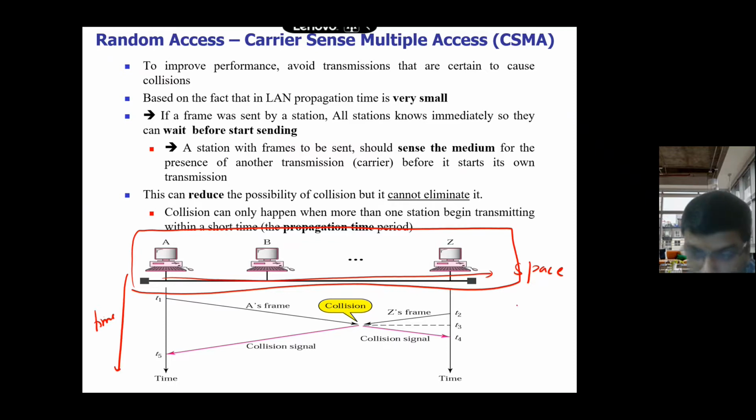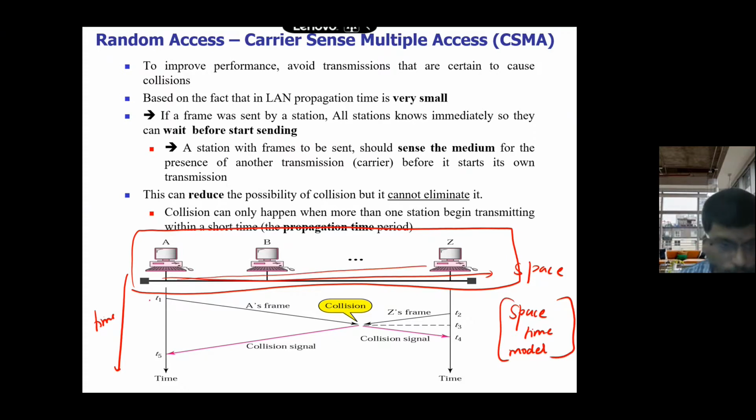So I'm going to use a model called the space-time model to explain how the signal propagates over the medium, and where we could still go on to say that the medium is idle and a collision happens. So this we have to analyze. The model that I'm going to use is called a space-time model. Signal is propagated over the space, and over time you are transmitting your frames, which will take some time to transmit. Multiple devices over the LAN are going to transmit.